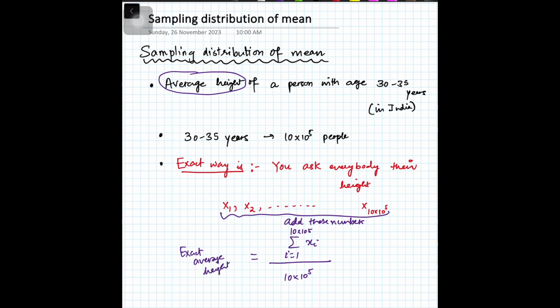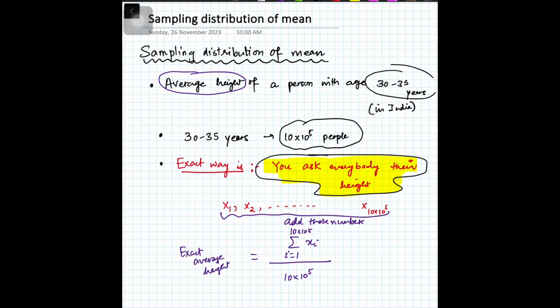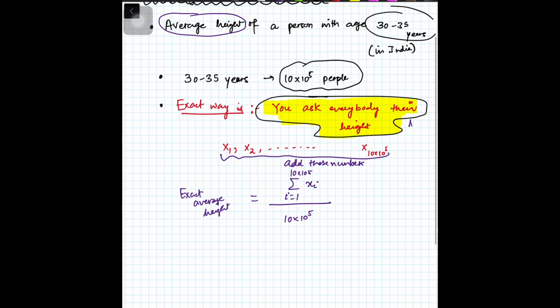So this is a simple process, right? But can you see there is a little problem here? You can write in the comment box what the problem is. The problem here is you ask everybody. That's almost impossible, right? This needs a lot of resources, and by the time you ask so many people their height, half of them are gone and out of this age group, and so many things are involved. So we cannot ask everybody in our population. Population means the group on which you are working. So what is the solution?